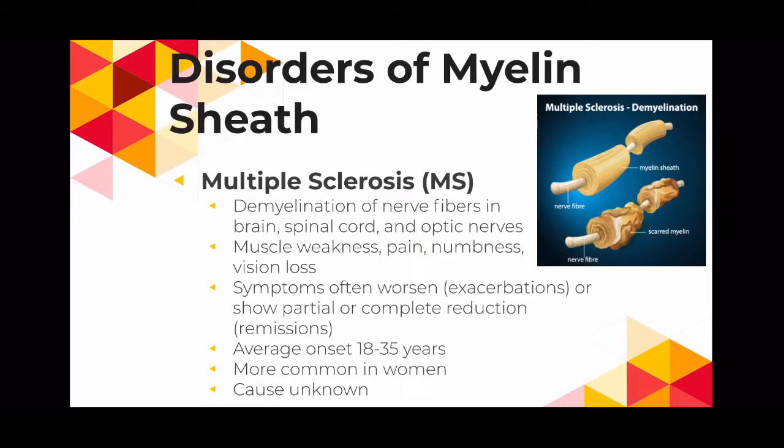MS has an average onset between the ages of 18 and 35 years old, which freaks me out. It is more common in women than men, but the cause is unknown, and there's no cure for it. But there has been some recent research that has found some options to not cure the disease, but to slow the progression of it. So there's some promise in that.